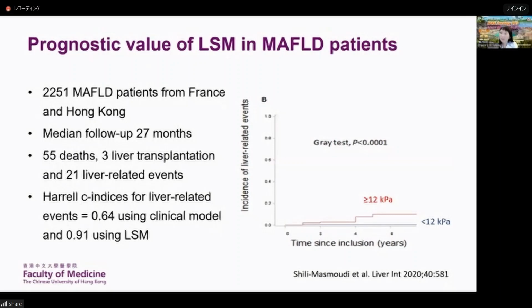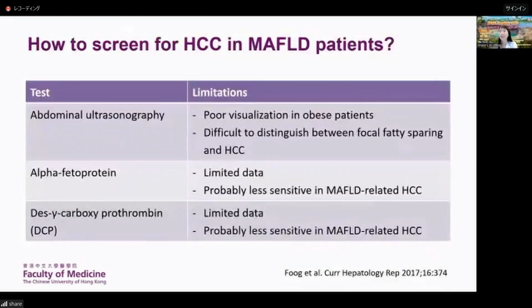And the prognostic value of liver stiffness measurements has been well established. Like here, it's a collaborative work together with a center from France and our team in Hong Kong. We combined more than 2,000 MAFLD patients and we prospectively followed them for more than 6 years. In fact, a low liver stiffness measurement, less than 12 kilopascal, is a very nice cutoff, with a very high negative predictive value to identify patients with low liver-related events. So anyone with liver stiffness less than 12 is quite reassuring.